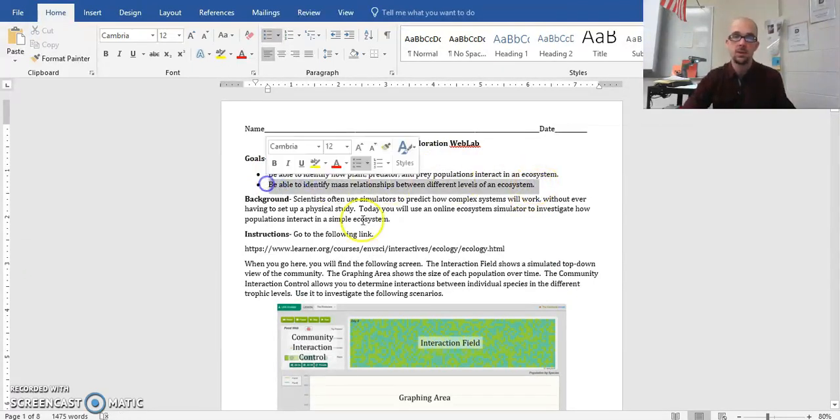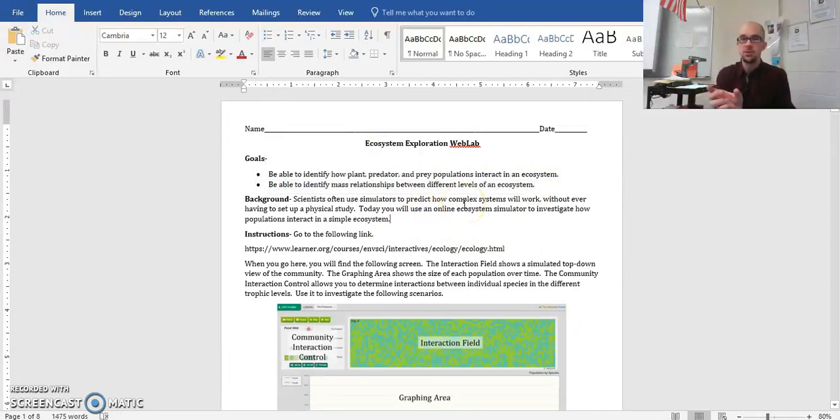And then you also want to be able to identify the mass relationships. We're really looking at numbers of individuals, but the mass relationship works out the same. If I've got a whole bunch of plants and only a few herbivores, that means I've got a lot of plant mass and only a little bit of herbivore mass. I mean, they're basically proportional.